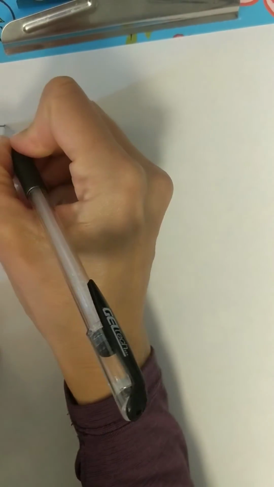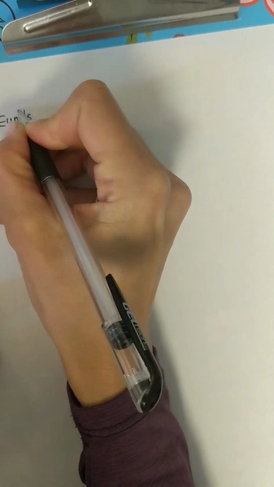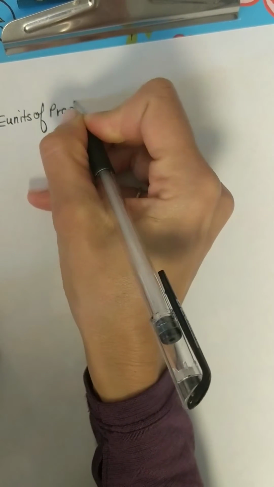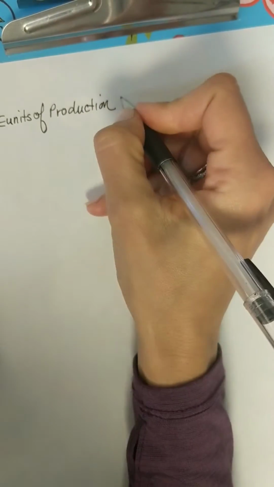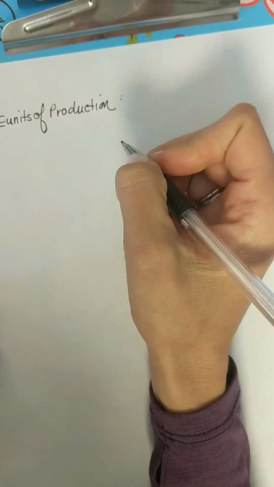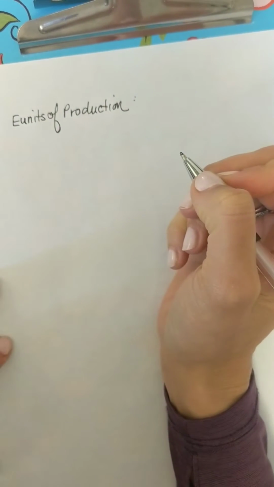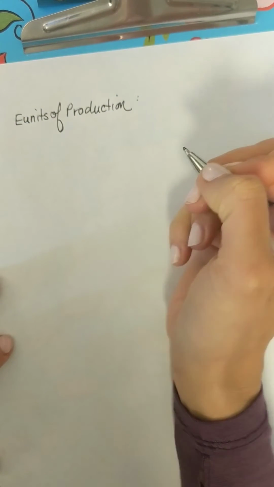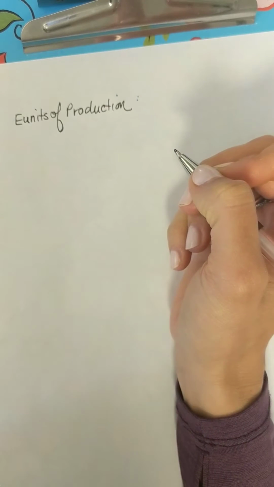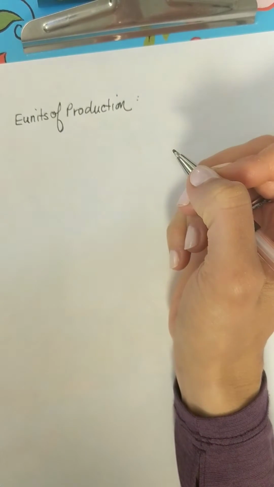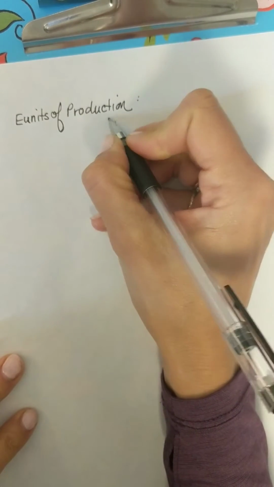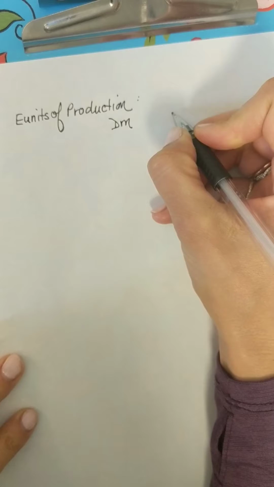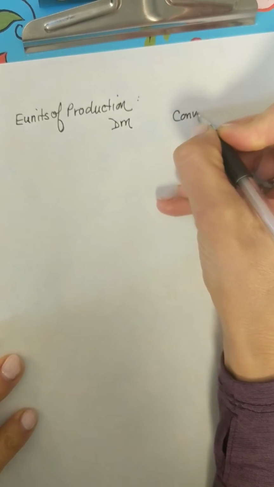So to calculate the equivalent units of production, we know that we need to calculate equivalent units of production for both direct materials as well as for conversion so that we can spread our costs over those units. So I'm going to make a column for direct materials and I'm going to make a column for conversion.